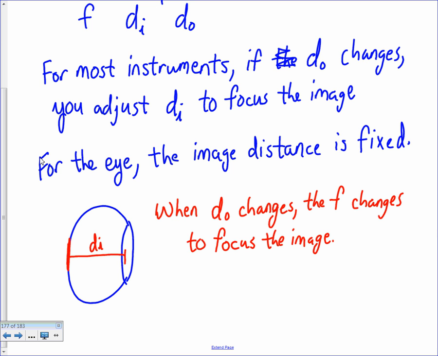Y'all like the pig? Is it cool? Like I said, kids love this. They just freak out. It's like, oh, I can't get it. Little squeals of laughter. All right.